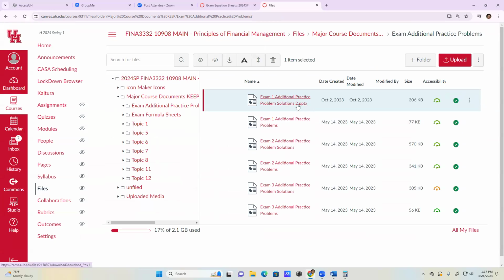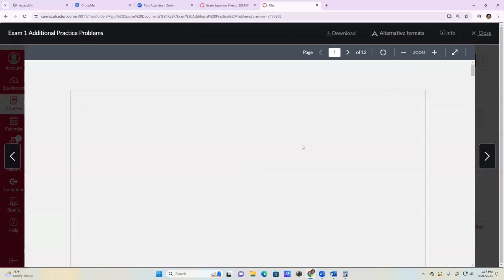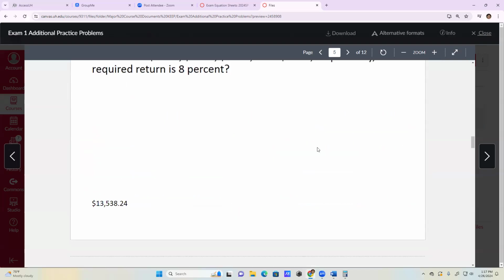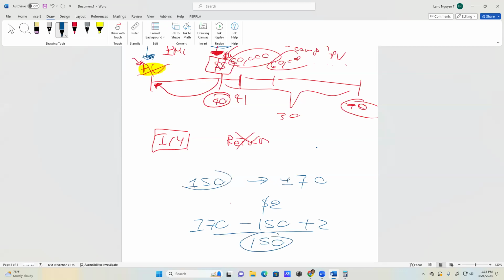Something else she might ask is the return on investment. Let's say the stock goes up from 150 to 170 and gives you a dividend of like $2 in between. Then you know you have to take 170 minus 150 plus the dividend, divided by the initial value, right? This will be the return on investment.